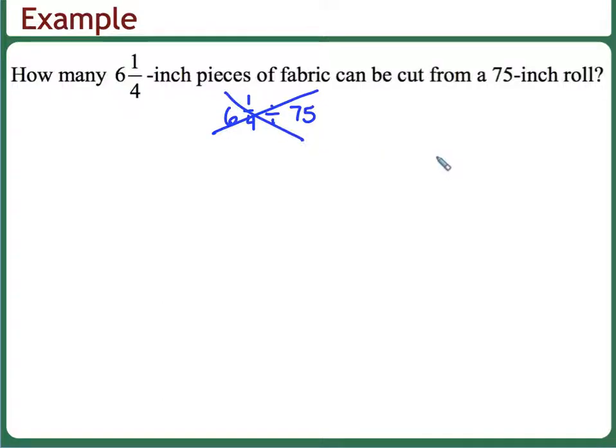In this case, we need to understand the scenario because we're not starting with a 6 1/4 inch piece. We're starting with a 75-inch piece, and we're dividing it into the 6 1/4 inch piece. Alright, so let's go ahead and do that real quick. So 75-inch piece is being divided into 6 1/4 inch pieces. So we need to change to improper fraction. So this is 75 over 1 being divided by 4 times 6 is 24, plus 1 more is 25/4.